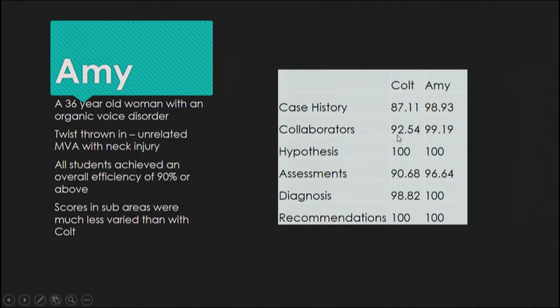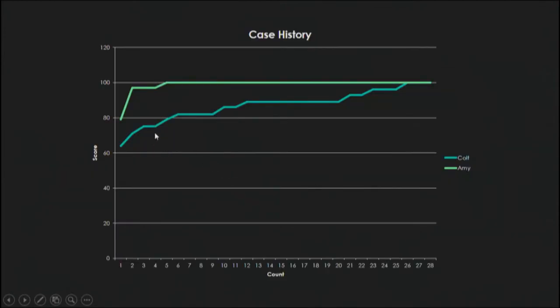Collaborators wasn't bad to begin with, but got better. Hypothesis was fine because, you know, everybody gets 100. The assessments got better. The diagnosis already was quite high, and the recommendations got better. And I have it laid out this way too, so you can see this blue is Colt. This was case history.